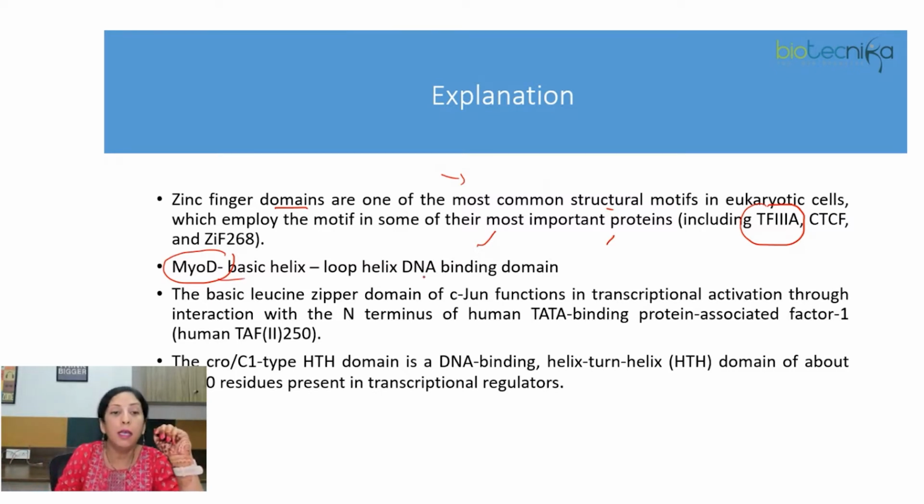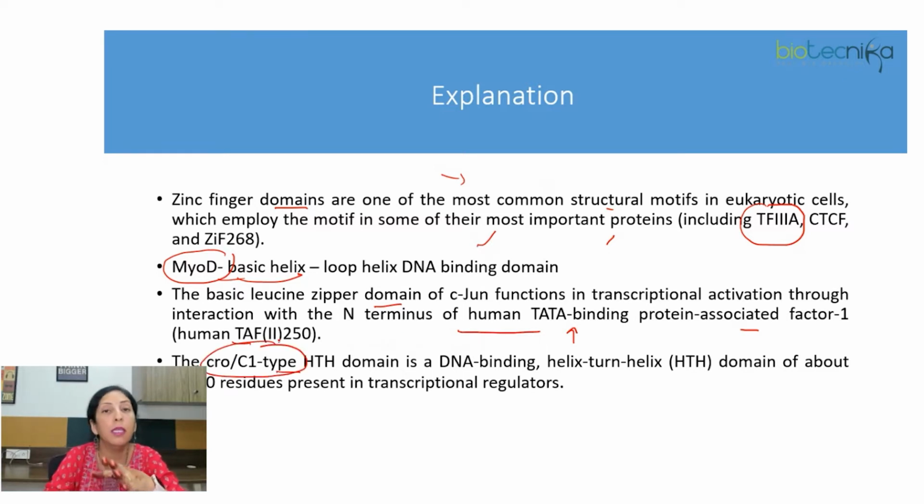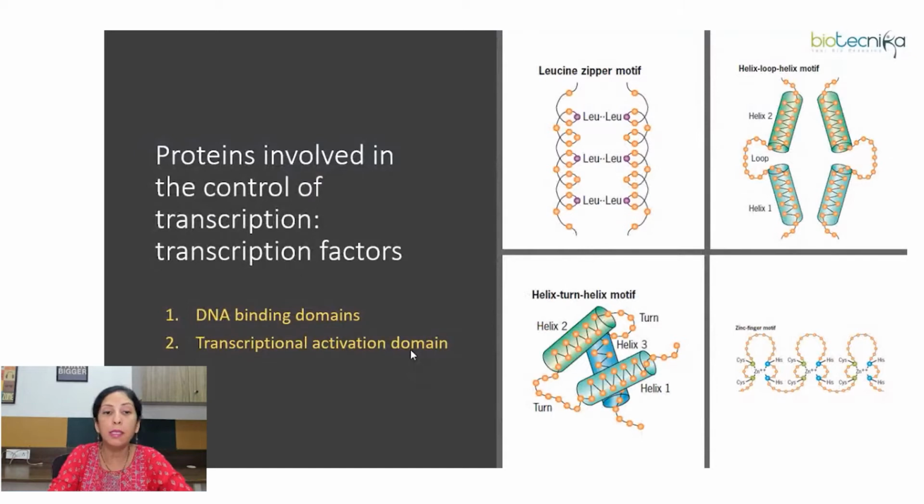So basically here MyoD has a basic helix loop helix, okay, and the basic leucine zipper domain of c-Jun functions in transcriptional activation through interaction with the N terminus of human TATA binding protein associated factor, that is human TAF. And then Cro, lambda C1 type. I am sure everyone remembers the Cro and lambda repressor, right? So this has the HTH domain as the DNA binding domain. Okay, so that makes option 4 our right answer.